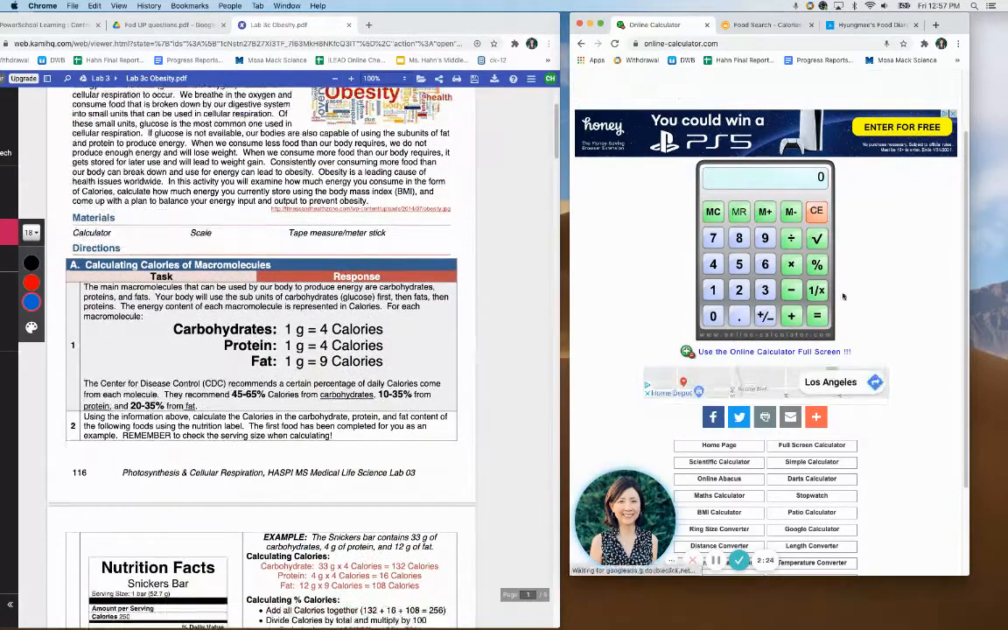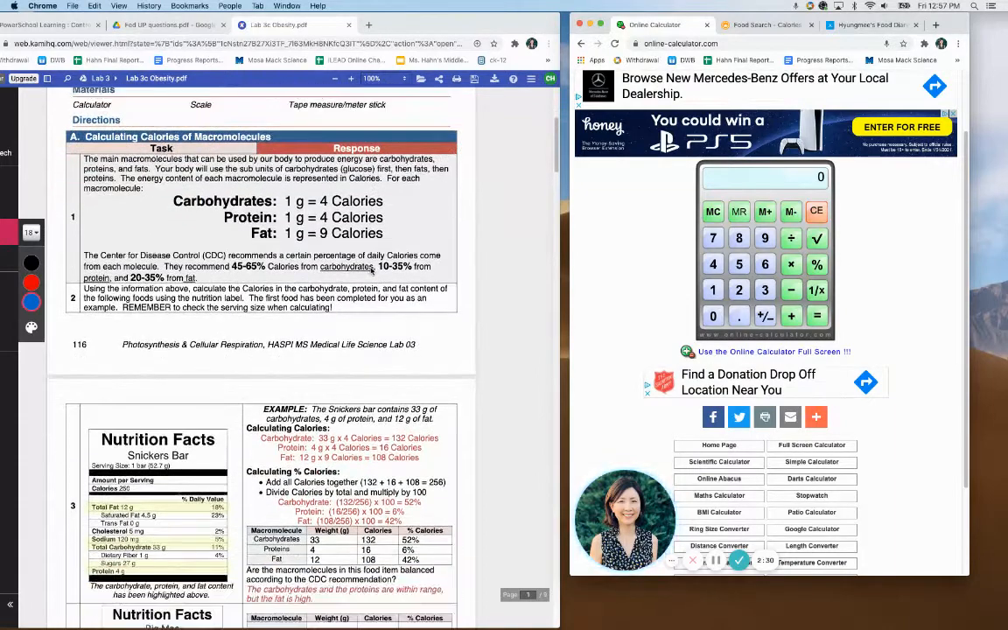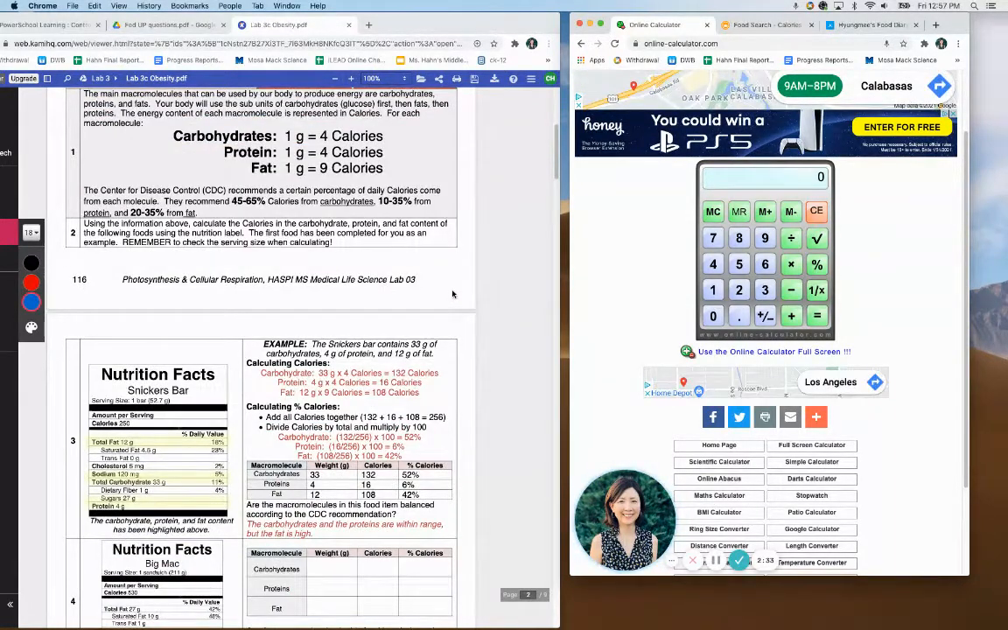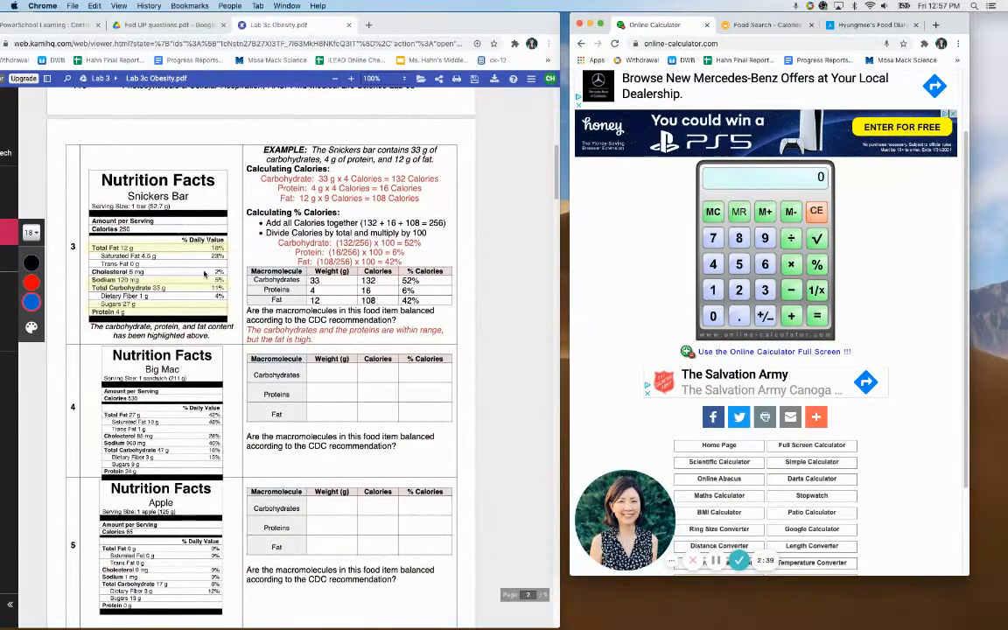For part A, I've got my online calculator, and you also will need a place to search up information about the foods that you eat. But first, let's take a look. This first one is done for you. You're supposed to calculate how many grams of carbs, proteins, and fats, and you just look on the label. Carbohydrates, we've got 33, and you can see it right here, 33. Proteins, we look right here, 4, and fats are 12. So you can just look at the total fat, not the saturated and trans fat.